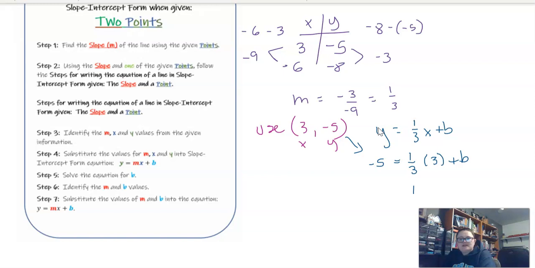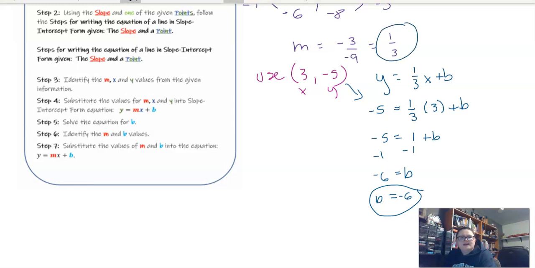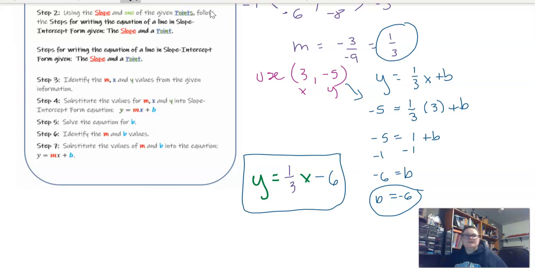1/3 times 3 is 1. So -5 equals 1 plus b. And then to get b by itself, I'm going to subtract 1 on each side. So b equals -6. Now that I know what b is, and I know what my slope is, I can write the final equation of the line in slope-intercept form. y equals 1/3 x minus 6. And it might help if I make those blue so you can see where those numbers are coming from. And that's really all there is to this.